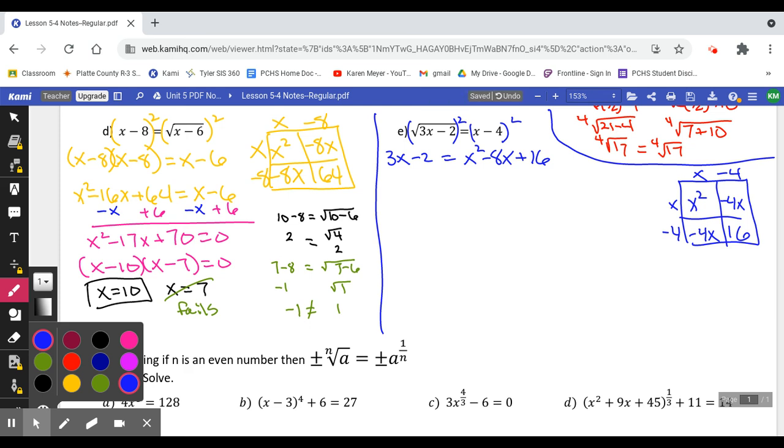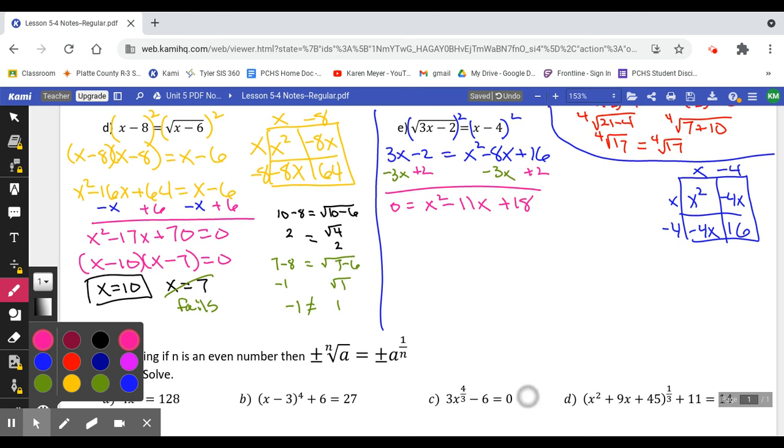Move everything to where the squared is so we can factor it. So I'm going to subtract 3x, and then I'm going to add 2. So we're looking at x squared minus 11x plus 18. All right, let's factor this. Multiplies for 18, that adds for negative 11. And that would be x minus 9, x minus 2.